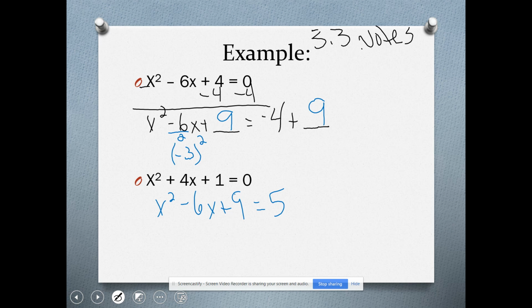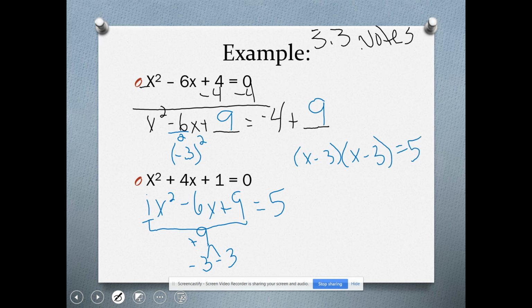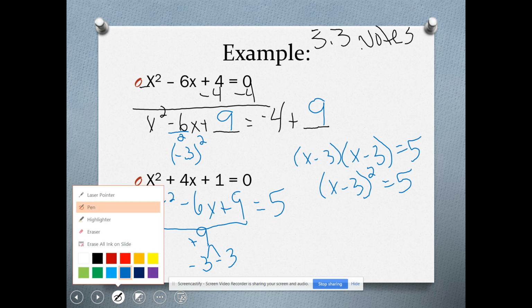So now we're factoring. We have 1 times 9 is 9. The factors of positive 9 that add to negative 6 are negative 3 and negative 3. So whatever your preferred method of factoring is, we'll get you x minus 3 times x minus 3 is equal to 5. Well, if we see the same exact thing twice, we can write that as x minus 3 squared is equal to 5.